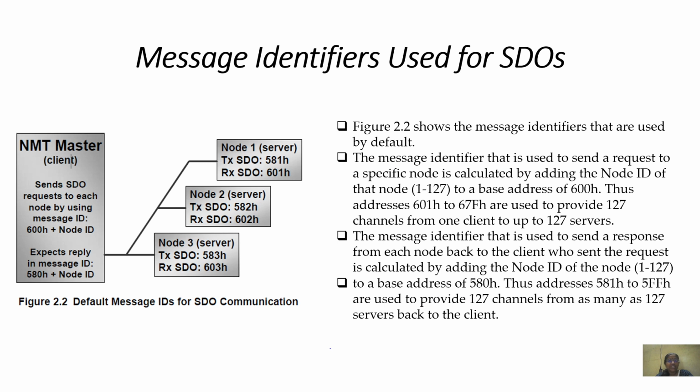The message identifier used to send a request to a specific node is calculated by adding the node ID of that node to the base address of 600. Thus addresses 601 to 67F are used to provide 127 channels from one client to up to 127 servers. The message identifier used to send a response from each node back to the client who sent the request is calculated by adding the node ID of the node to the base address of 580. Thus addresses 581 to 5FF are used to provide 127 channels, from as many as 127 servers back to the client.